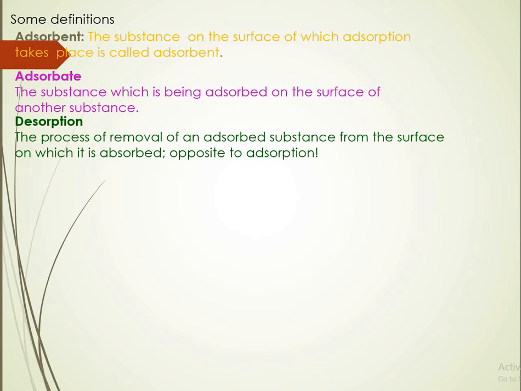What is adsorbent? The solid substance on the surface of which adsorption occurs is called as adsorbent. Adsorbate. The substances that get adsorbed on the solid surface due to intermolecular attractions are called adsorbate. And the process of removal of an adsorbed substance from the surface on which it is adsorbed is called desorption. It is the reverse of adsorption and can be brought about by heating or by reducing the pressure.